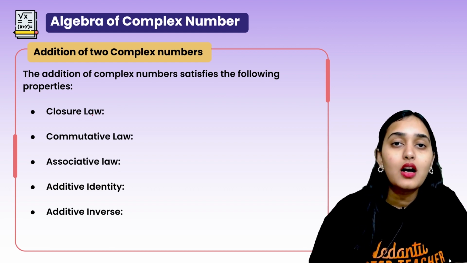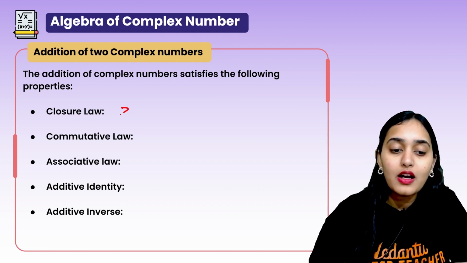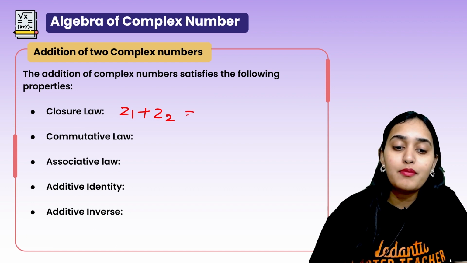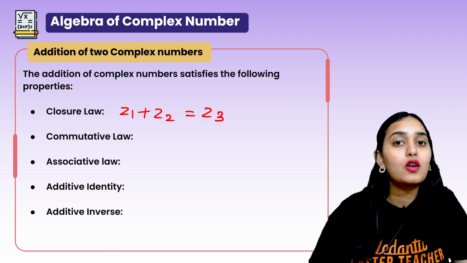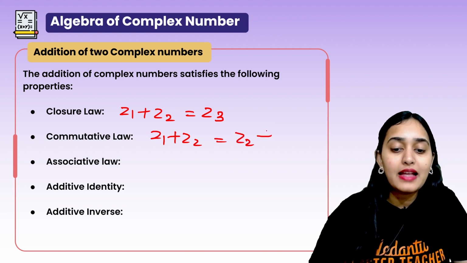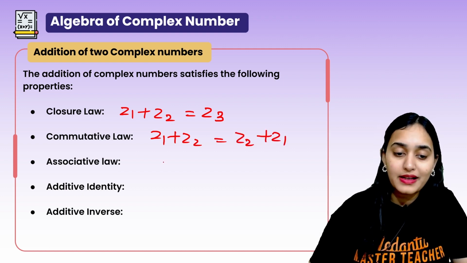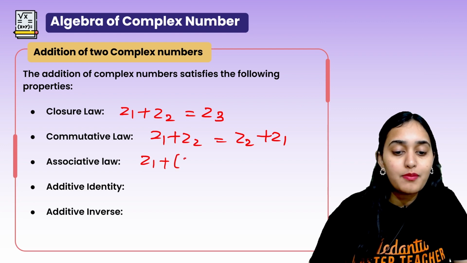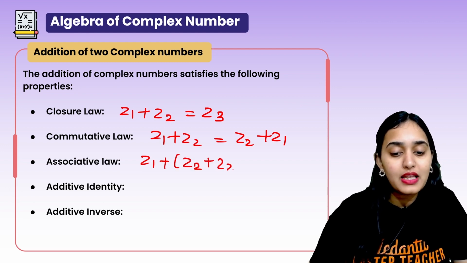Okay. Now addition has some properties. Closure law: if you add two complex numbers, you will get a complex number only. If you change the order of addition of two complex numbers, the answer will be the same. If you change the brackets for complex numbers, the answer will still be the same.